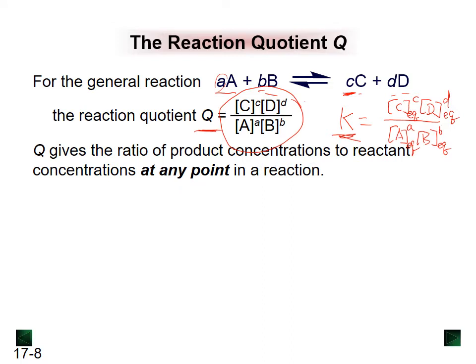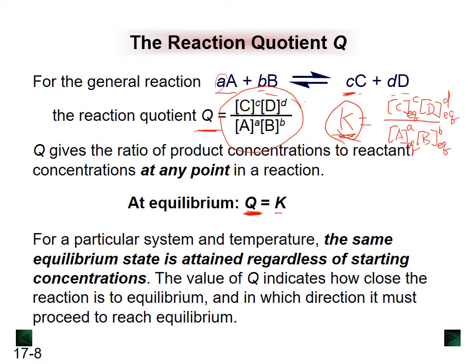The reaction quotient gives you the ratio of product concentration to reactant concentration at any point. But the equilibrium constant is a constant only when the reaction reaches equilibrium. This ratio will be the equilibrium constant. So Q is arbitrary at any point, but when the reaction reaches equilibrium, then this ratio Q equals K.